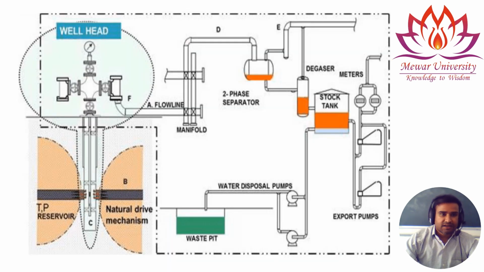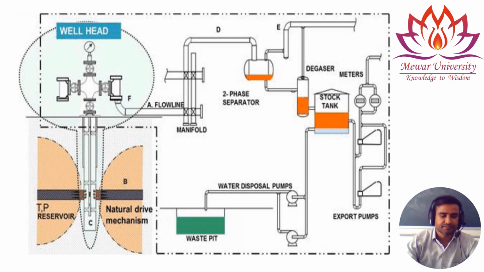This is another diagram for typical well structures and production. You can see the reservoir natural drive mechanism. Natural drive mechanism is when the oil or gas is flowing by its own pressure. No drive element is there. So this is coming out of this wellhead. It moves to the flow line.